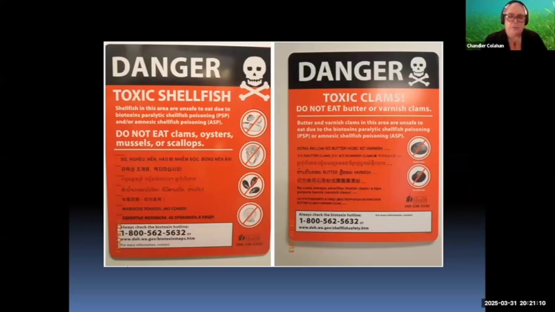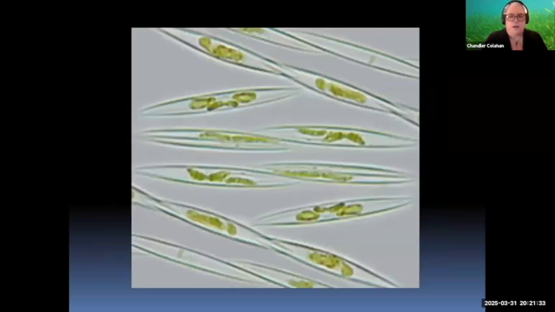Plankton can be very important contributors of biotoxins in the Salish Sea. If you've ever seen these signs to not eat bivalves like clams and oysters, for example, a lot of those toxins come from phytoplankton that bloom in the Salish Sea at different times of the year. Here's one called Pseudo-nitzschia. This one is responsible for what we call amnesic shellfish poisoning.